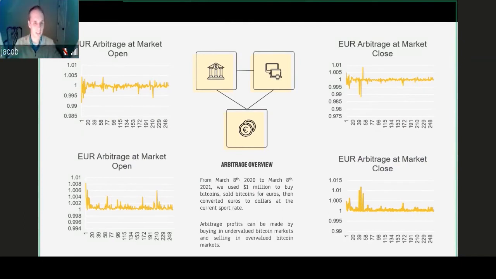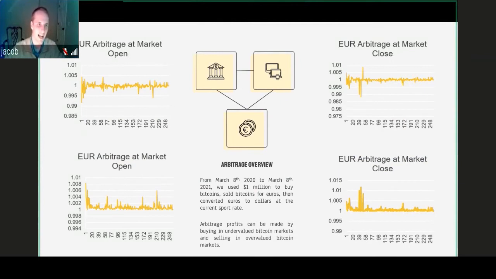So if everything was perfect and there were no arbitrage opportunities, if you look at the top left graph, this graph would be a straight line at 1. And what this graph means is if we divide the price of Bitcoin in the United States by the price of Bitcoin in European euros, it should equal the spot rate of the US dollar to the euro. And if that were the case, there would be a straight line every single day. But as you see, it's not a straight line.